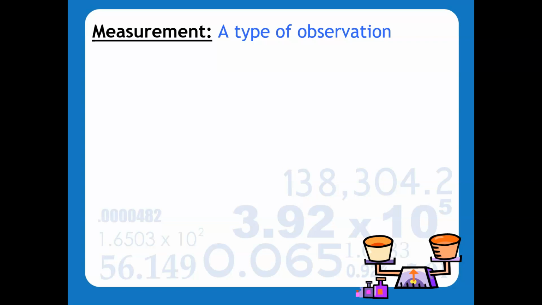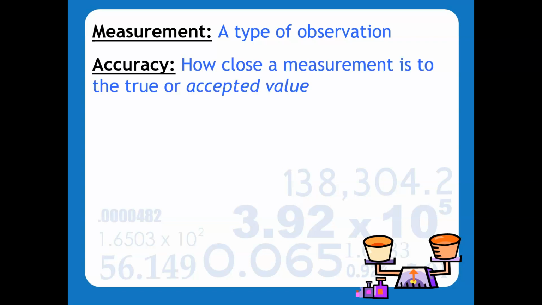A measurement is really just a type of observation. When we look at measurements, we can say a measurement is very accurate. And when we talk about accuracy, what we really mean is how close a measurement is to the true or accepted value.